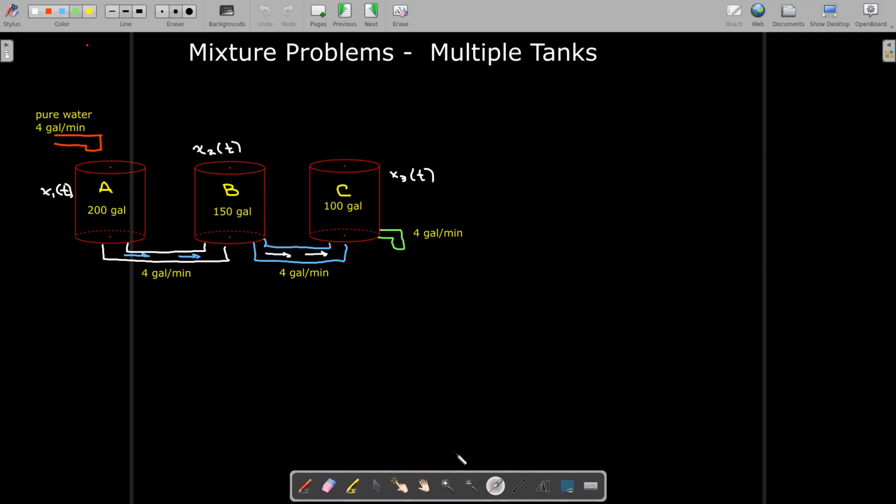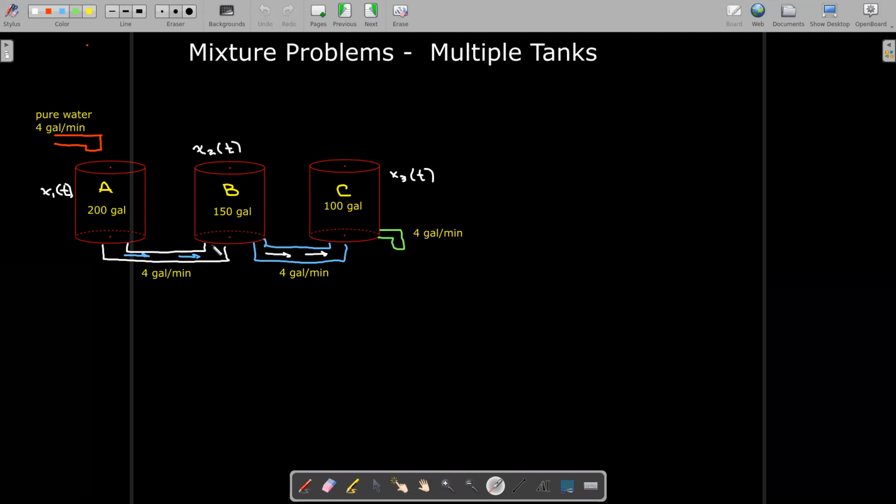Let's look at a second example. Now we actually have 3 tanks. The liquid, in this case pure water, is entering tank A, being pumped in at a rate of 4 gallons per minute. And then over here, we're losing 4 gallons per minute. So the system as a whole is not gaining or losing any volume of brine.